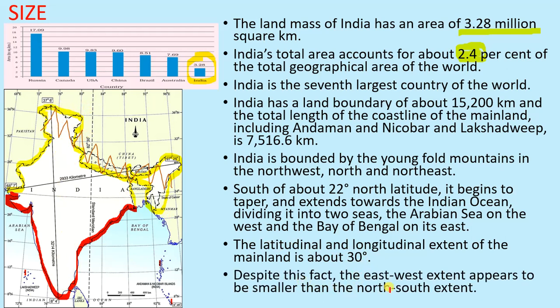But despite this fact, the east-west extent appears to be smaller than the north-south extent. See, the latitudinal and longitudinal extent in degrees is about 30 degrees, which looks similar. But if we see in terms of kilometers, the distance between the easternmost and westernmost points and the northernmost and southernmost points looks different.